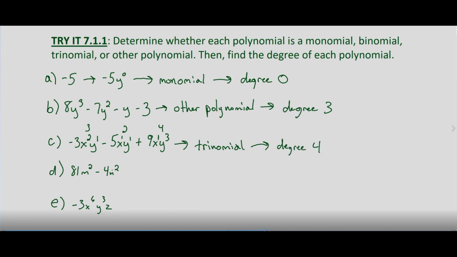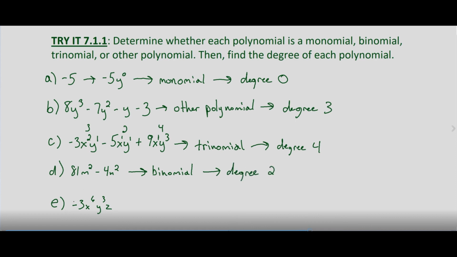81m squared minus 4n squared. There are 2 terms, which means it's a binomial. Each one of these terms is degree 2. There's a squared on the m in the first term and a squared, or 2, for an exponent on the n in the second term, which means the degree for this polynomial is degree 2.